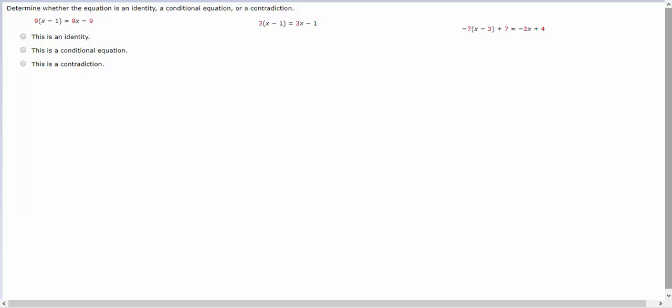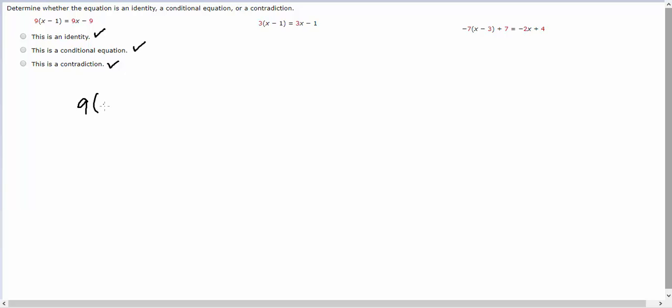Hey everybody, we've got three questions we're going to work to identify three different types of equations. So we have these words here: identity, conditional equation, and contradiction. All right, so let's work one of these, and we'll show a definition of what each of these means.